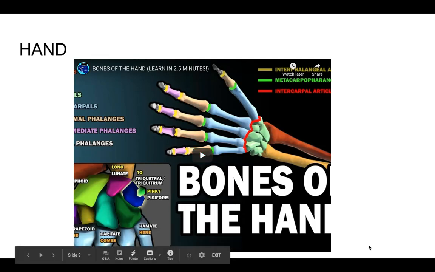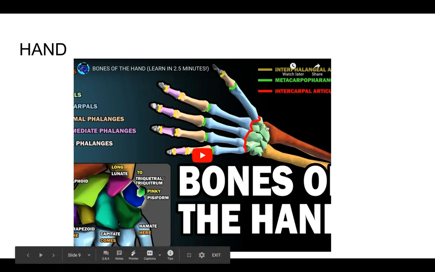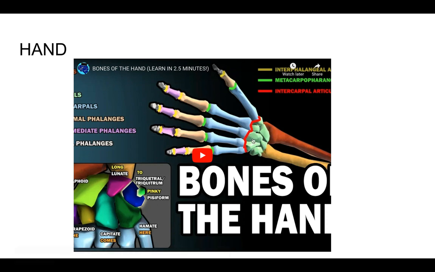Let's talk about the hand. We're going to end on the hand. I'm going to show you this quick little video about the regions of the hand. Now, keep in mind when they talk about all of these wrist bones, they're called carpal bones. We are not going to learn the individual names of these wrist bones this year, but I will show you, here is your radius right here.